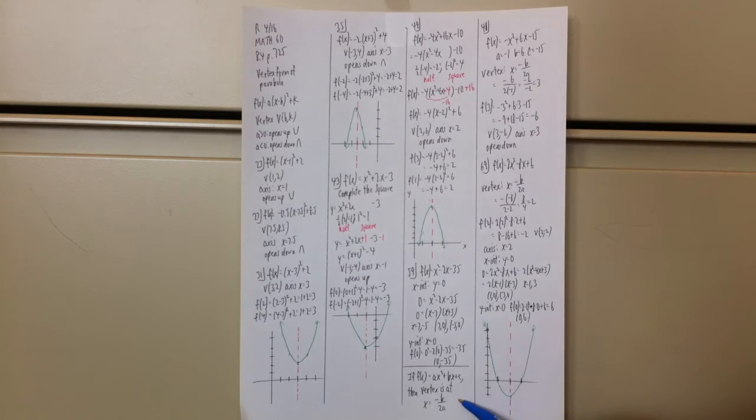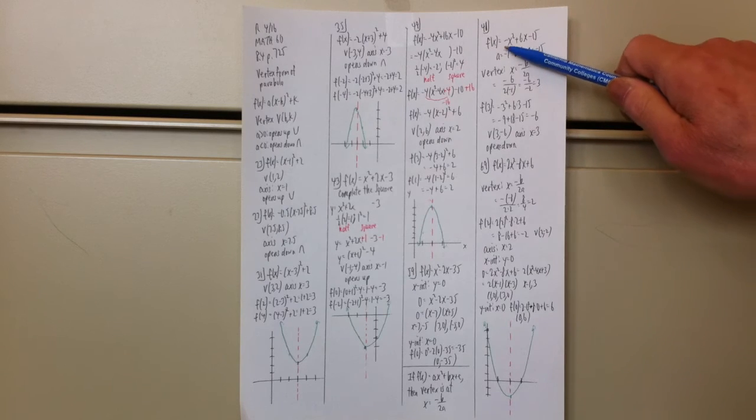Side note, you might notice that looks like part of the quadratic formula. The quadratic formula is exactly that, except there's a plus or minus square root stuff. So the vertex is at negative b over 2a. Let's see how we use that over here.